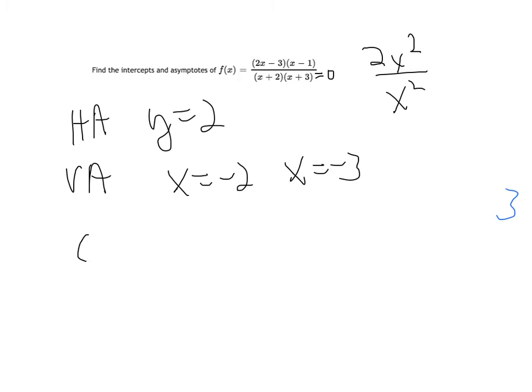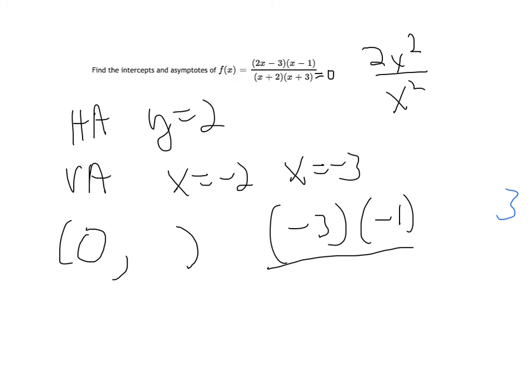Any place we have a y-intercept, x is going to be 0. So if I substitute 0 into every place we see an x in this equation, that's going to give me negative 3 times negative 1 over positive 2 times positive 3. I could multiply it out as 3 over 6, which reduces to 1 over 2. We could do some canceling. But anyway, that's the y-intercept.